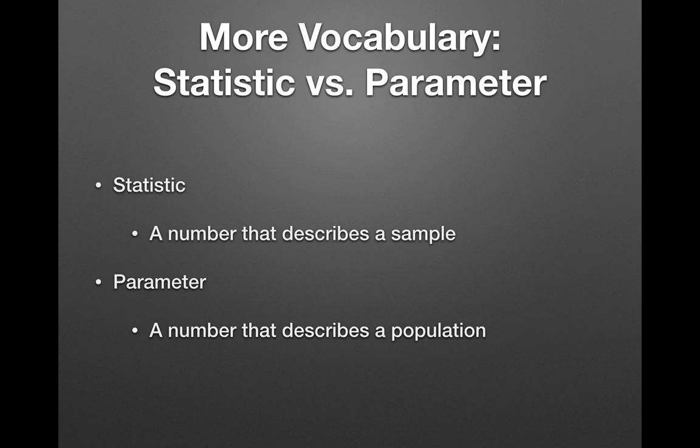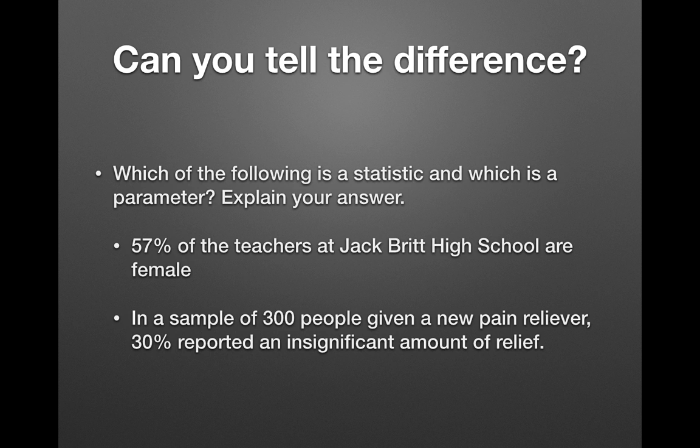Now, two other popular terms that we need to know, or two that we need to understand, are what is a statistic versus what is a parameter. Now, when I refer to a statistic, I'm talking about a number that describes a sample, whereas a parameter is a number that describes a population. So let's look at how we tell the difference.